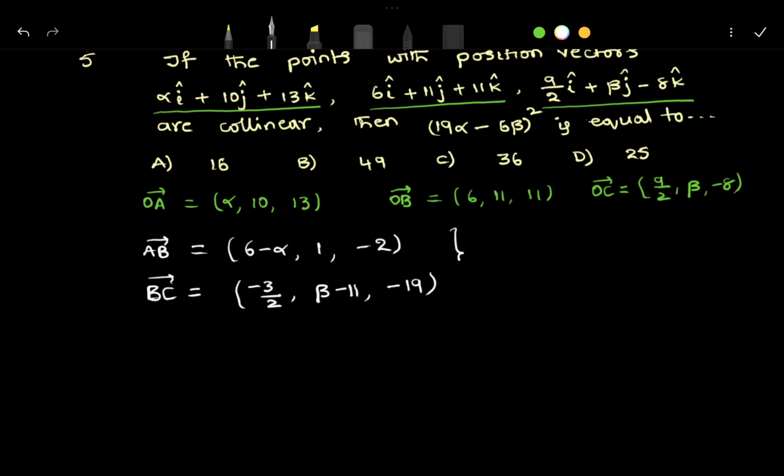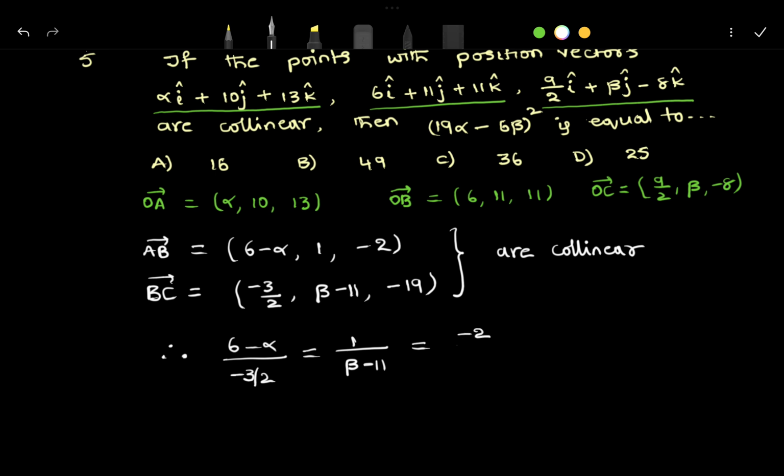These are collinear. These also are collinear. So whenever these are collinear, you can immediately apply the previous formula: (6 minus alpha) by (minus 3 by 2) is equal to 1 by (beta minus 11), which is equal to minus 2 by minus 19. Here the minus signs cancel.